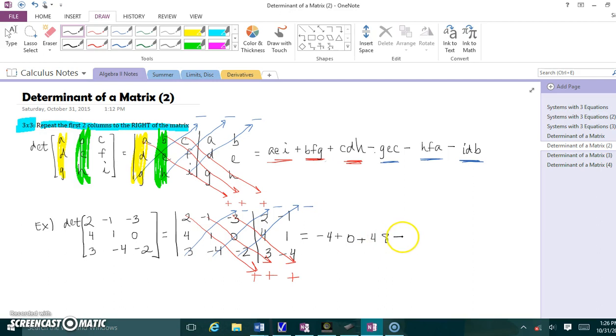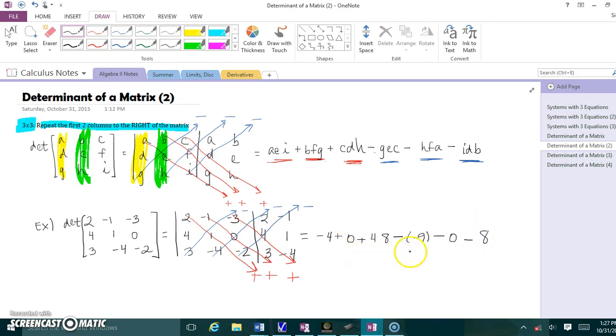Now I'm going to be subtracting, so here's a minus. Minus 3 times 1 times negative 3, that's a negative 9. Minus negative 4 times 0 times 2 is 0. Minus negative 2 times 4 times negative 1. That will end up being a positive 8.